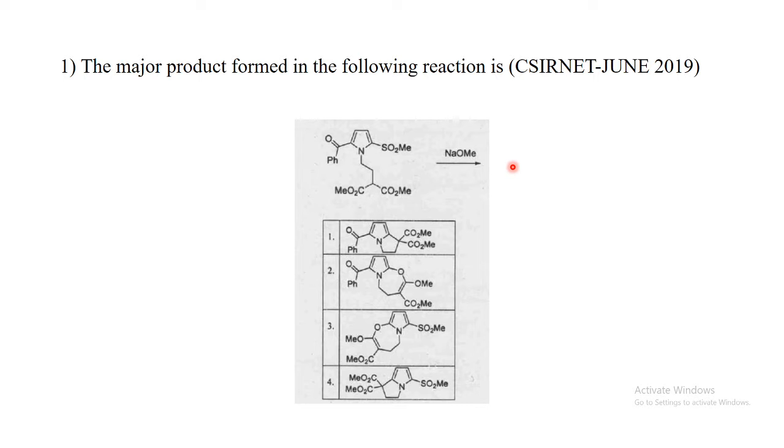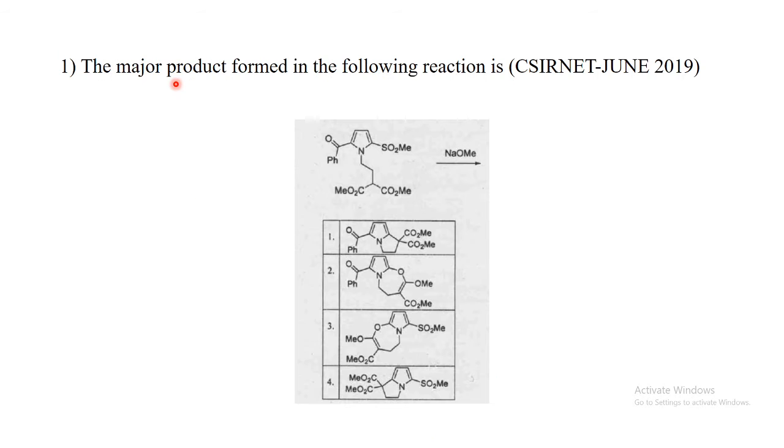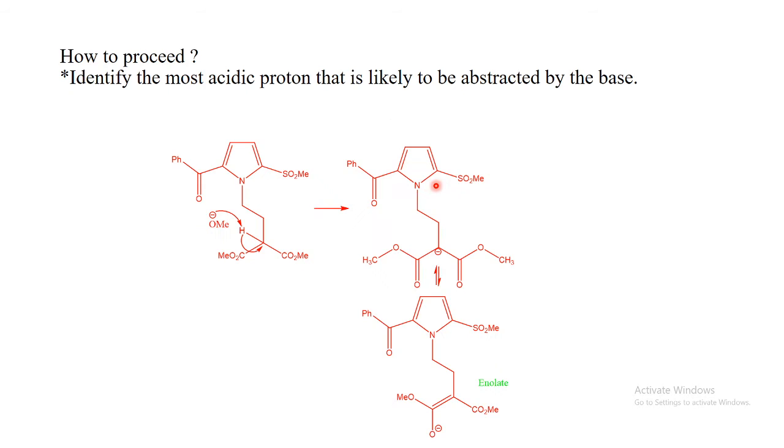So how do we proceed to solve this question? See, the reagent given is sodium methoxide, right? So sodium methoxide is a weak base. The function of a base is to abstract a proton. So our job is to identify the most acidic proton that is likely to be abstracted by the base.